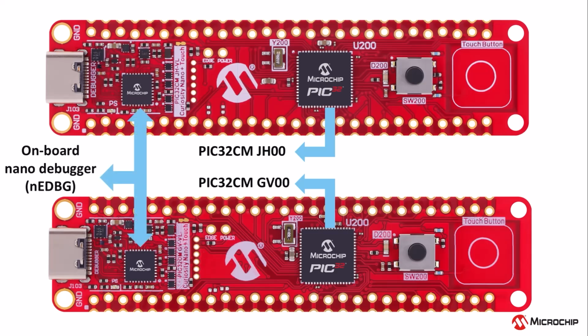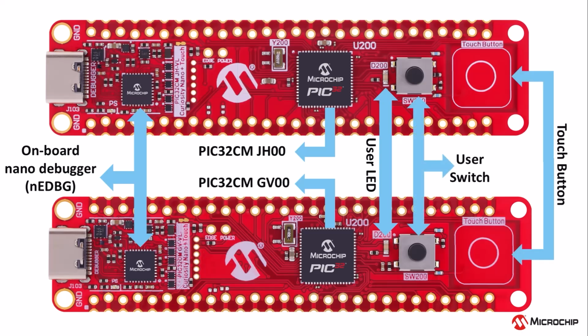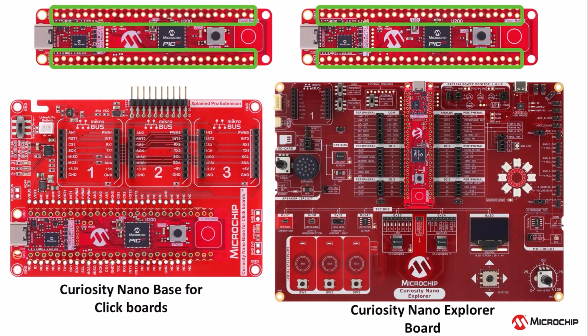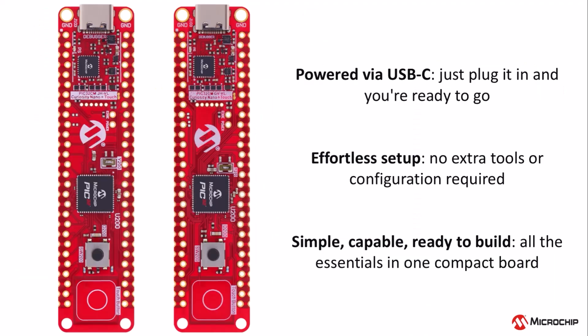You'll find an onboard debugger, a user LED, a capacitive touch button, and a push button for user input. The staggered headers give you easy access to key I/O pins, making it simple to connect the board to a breadboard or plug into a Curiosity Nano baseboard if needed. The board is powered over USB-C, so you can connect and get started right away. And that's all there is to it, a simple yet powerful board that gives you everything you need to bring your ideas to life.